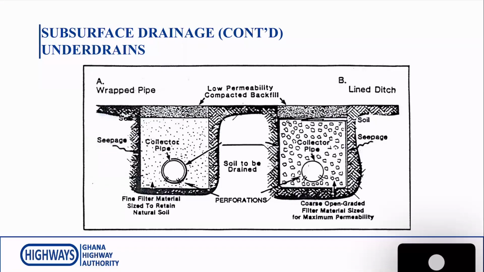Now, these under drains are typically installed under pavements or shoulders to eliminate moisture-related pavement distresses. The water from an under drain system is collected in a non-perforated pipe that discharges into a roadside ditch or a storm sewer system.